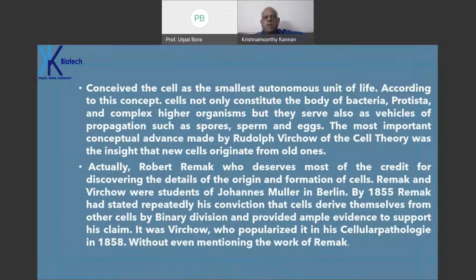Actually, Robert Remak deserves most of the credit for discovering the details of the origin and formation of cells. Many of us don't quote him; everybody quotes only Virchow. Remak and Virchow were students of Johannes Muller in Berlin, so you will see the German school played a major part. By 1855, Remak had stated repeatedly his conviction that cells derive themselves from other cells by binary division, and provided ample evidence to support his claim. It was Virchow who popularized this in his famous work on cellular pathology in 1858, without even mentioning the work of Remak. So these are all things we will always hear.